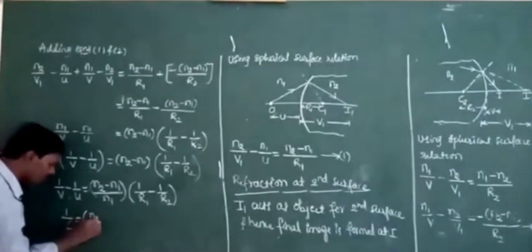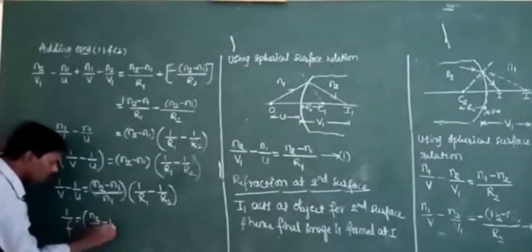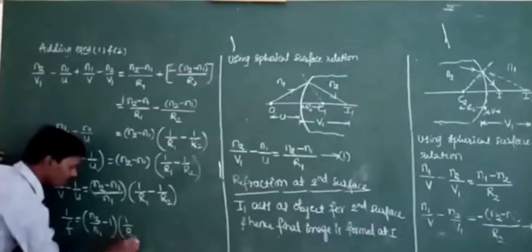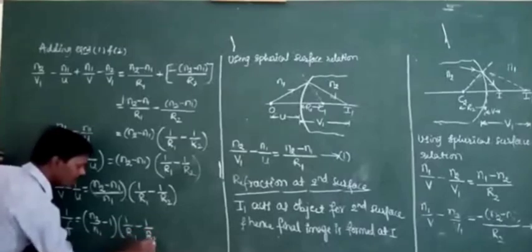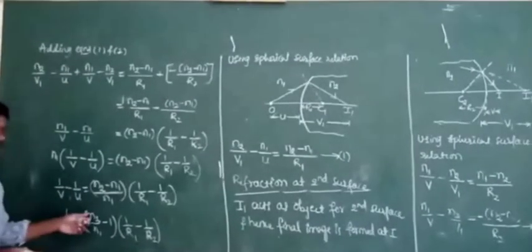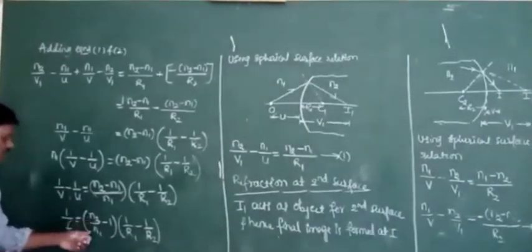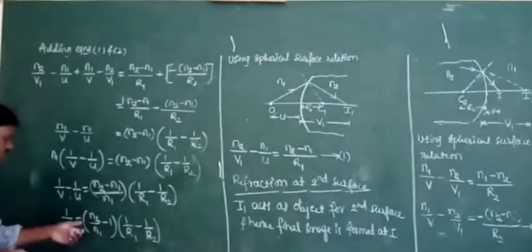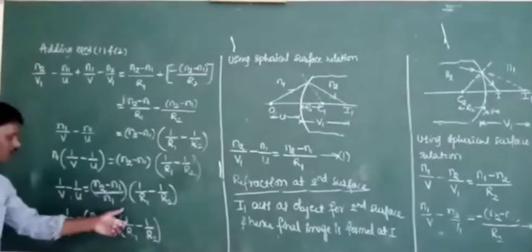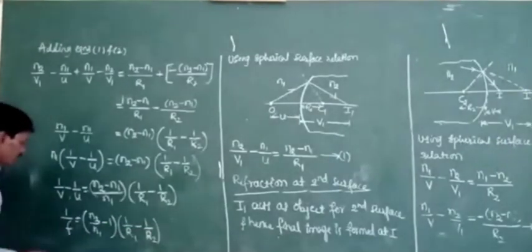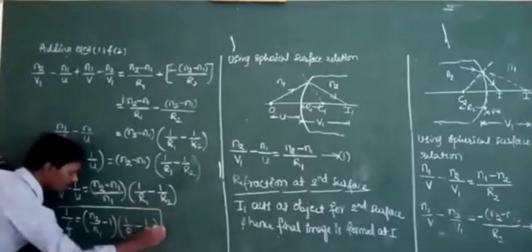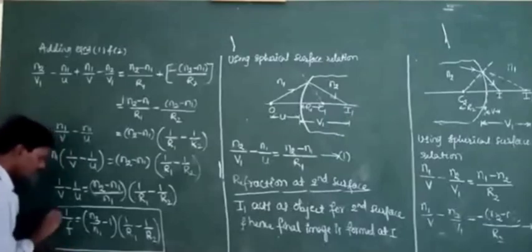That is N2 by N1 minus 1, because N1 by N1 is 1, into 1 by R1 minus 1 by R2. Then what is N2 by N1? N2 by N1 is the relative refractive index, that is the refractive index of the second medium with respect to the first medium. We can write this equation as 1 by F is equal to (n21 minus 1) into (1 by R1 minus 1 by R2). This is called the Lens Maker's formula, and this is very important for your theory exam.